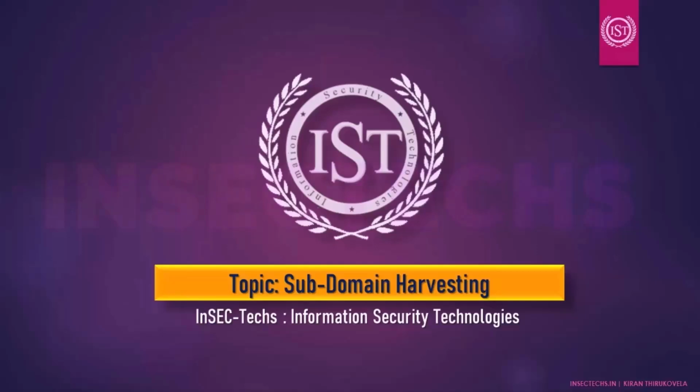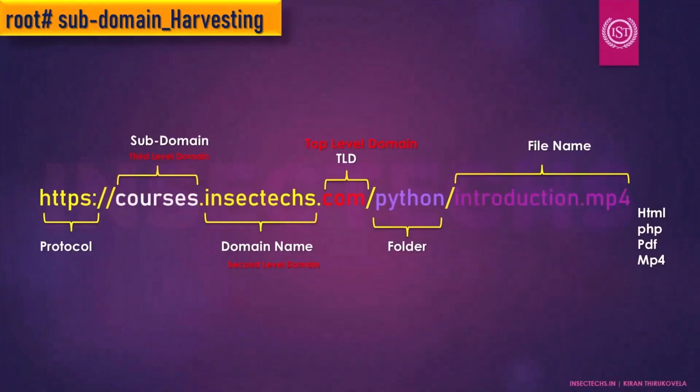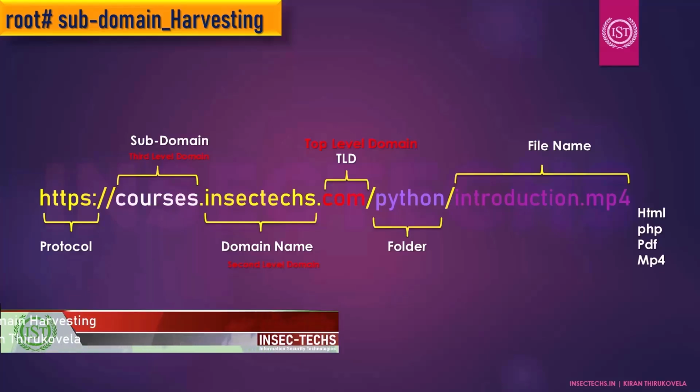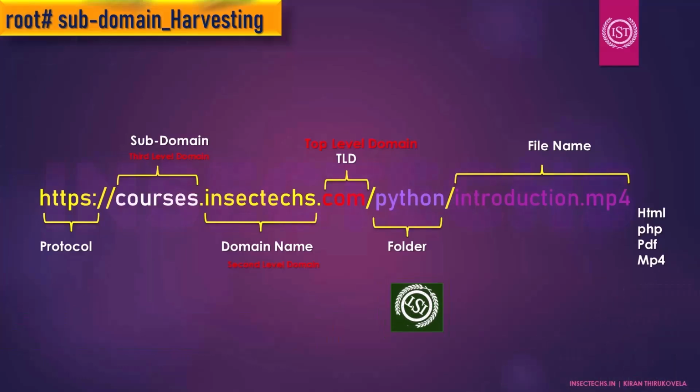In this class we are going to do subdomain enumeration or subdomain harvesting. So what is a subdomain? We have already learned what a subdomain is. If you see this picture, https://courses.insectechs.com. So insectechs.com is a domain name, .com is the top level domain, and insectechs is the second level domain, while courses is actually a subdomain. So we are going to find out all the subdomains of a particular domain.